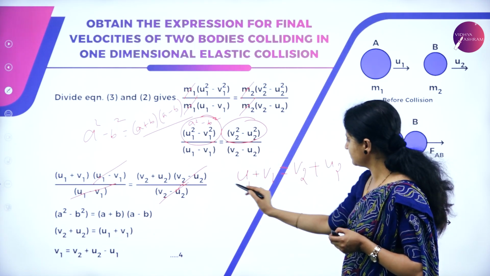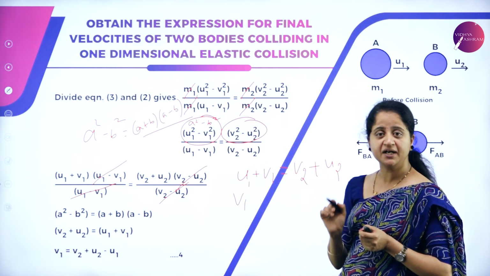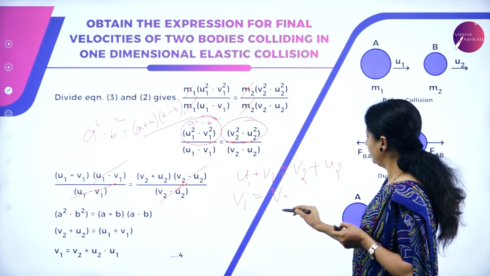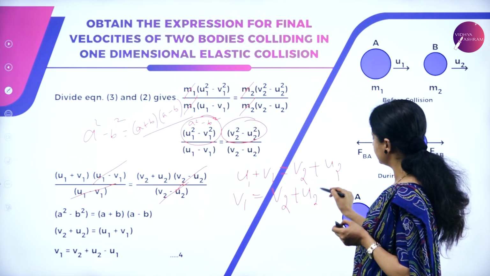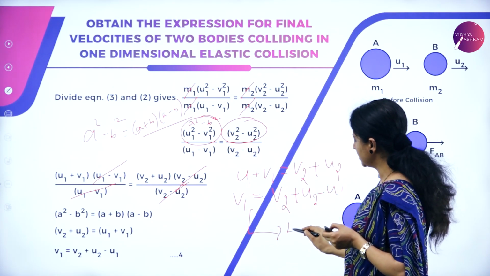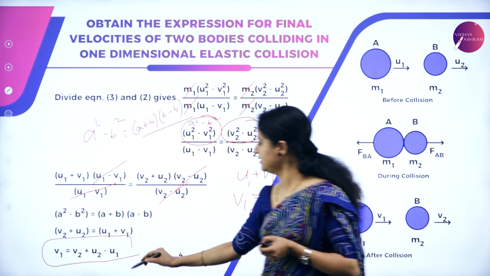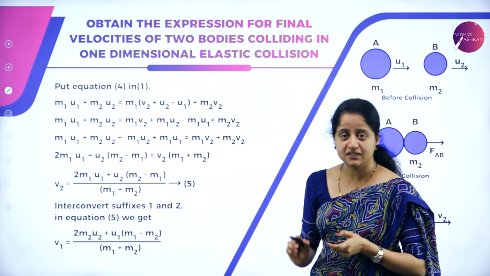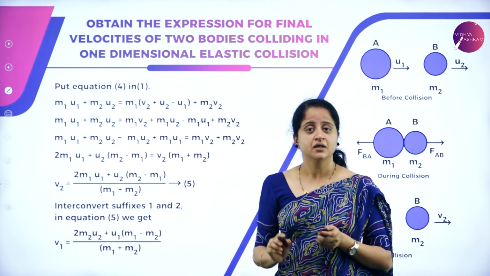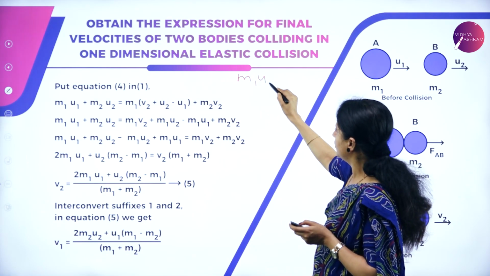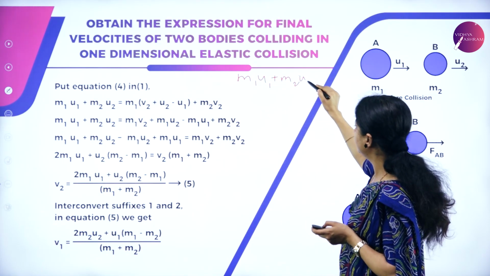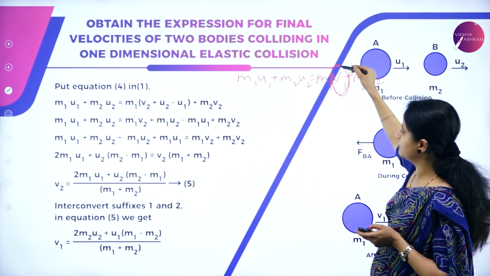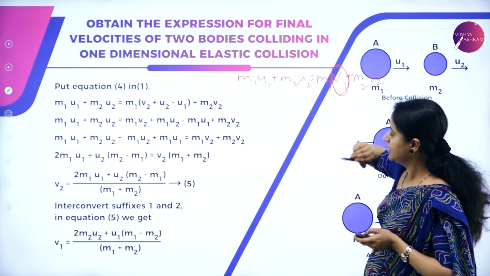And now from this expression I can retain v1, because we are deriving the expression for final velocities of two bodies, which is equal to v2 plus u2 minus u1, and this is my equation 4, that is v2 plus u2 minus u1 is my equation 4. So here we got an expression for v1. Let us now substitute this expression in equation 1. What is equation 1? It is m1 u1 plus m2 u2 is equal to m1 v1 plus m2 v2. Now we got an expression for v1.